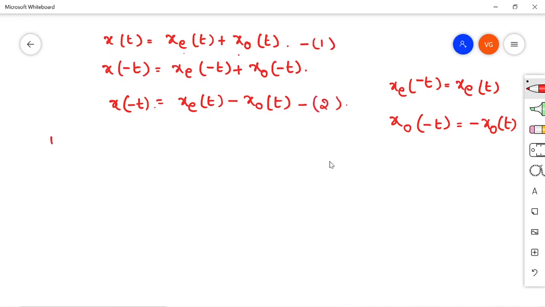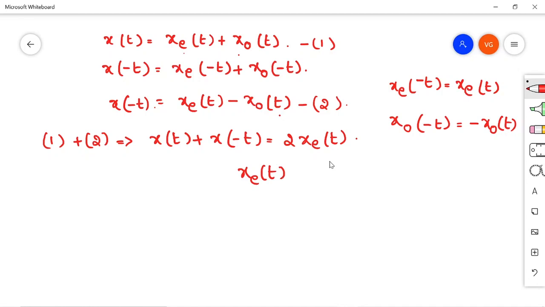Now add both equations 1 and 2. On my left hand side, I'll get x of t plus x of minus t. On the right hand side, xo of t will get cancelled, and I'll get 2xe of t. So xe of t is equal to x of t plus x of minus t divided by 2. That is, if you want to get the even part of the signal, take the signal, then take x of minus t, that is the vertical symmetry, right? Then you add both the signals and make it half. That gives you the even part of the signal.